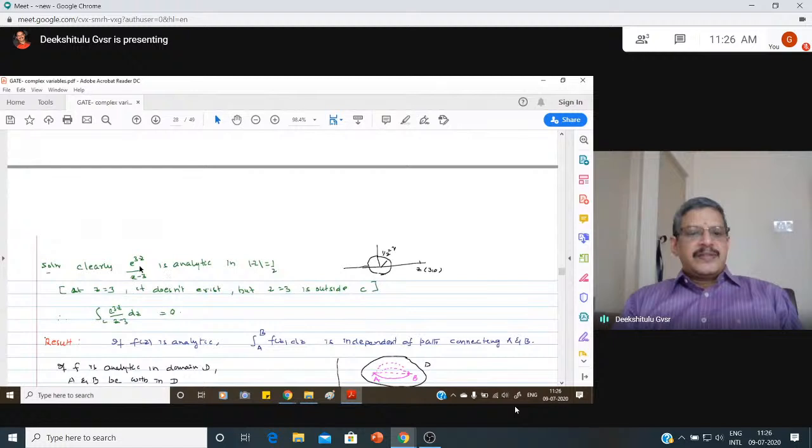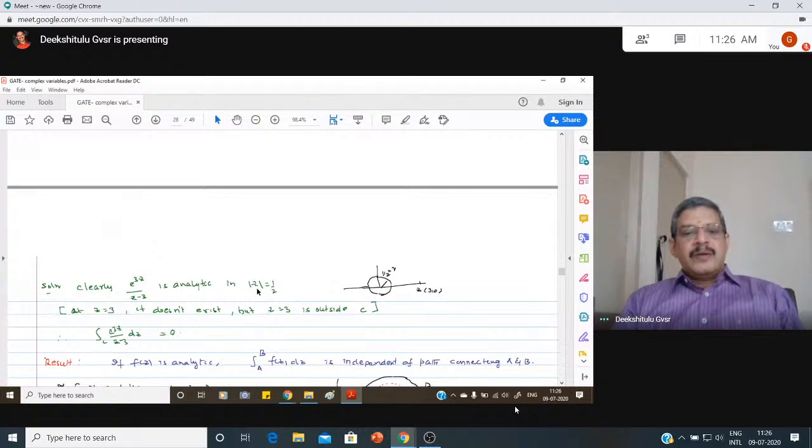Evaluate e power 3z by z minus 3 when |z| is equal to 1 by 2. So this figure is like this, e power 3z by z minus 3 is analytic in |z| equal to 1 by 2. Why? At z is equal to 3, what happens? The function goes to infinity. That is a singular point. At z is equal to 3, the function is not an integrable function.